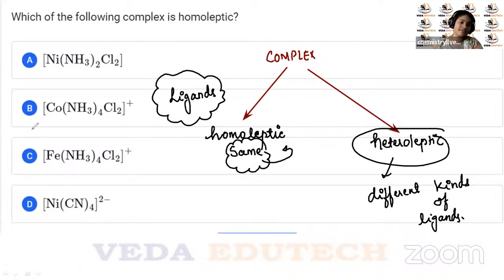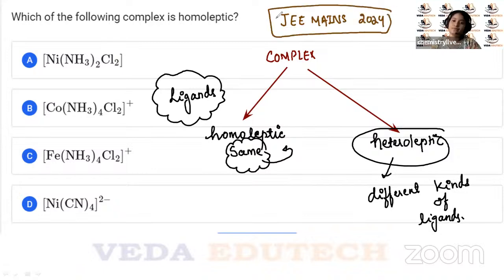So these questions, children, whatever questions we are going to discuss, they were all asked in different shifts of your JEE Mains 2024. This was something that was asked. Now this is a very easy question, of course.